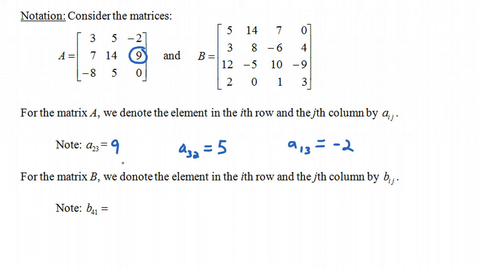The same thing with this matrix B, only we call them B sub 41. B sub 41 would be in the fourth row, so we go down to row 4, and we'd be in the first column. So here's the first row, second row, third row, fourth row, first column. So that would be 2. B sub 41 would be 2.